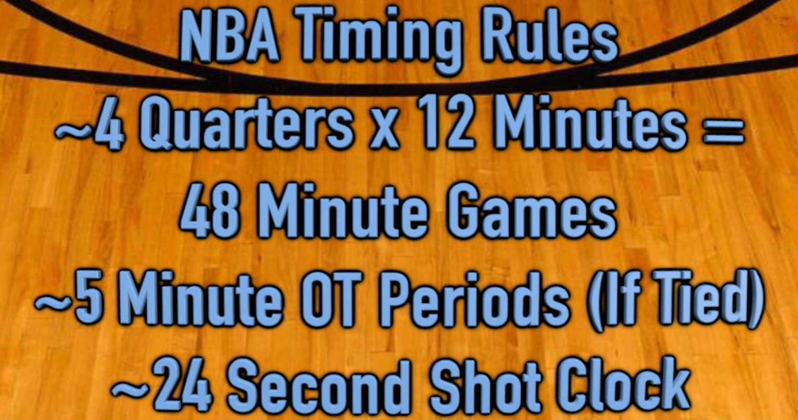We also have a 24-second shot clock, so if a team has possession for 24 seconds and they fail to shoot the ball and hit the rim or score in that time, then it will be a shot clock violation and the other team will receive possession.